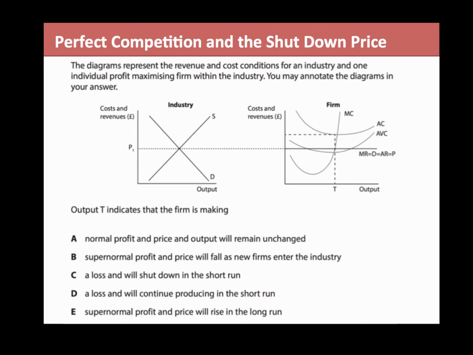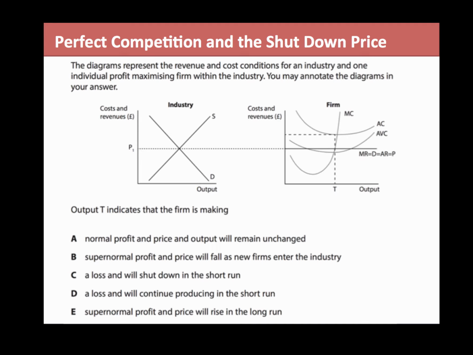Fans of the concept of the shutdown point, or the shutdown price, will know that a firm in perfect competition will continue to produce in the short term as long as the price they're getting is greater than the average variable cost. So because P1 is higher than AVC on this right-hand diagram, the firm will continue to produce. However, it's making a loss. So the answer is D. The firm is making a loss and will continue producing in the short run.